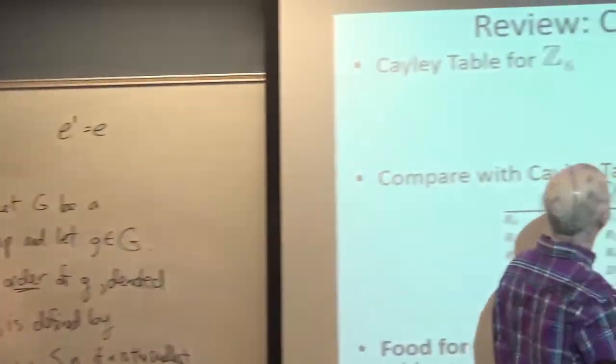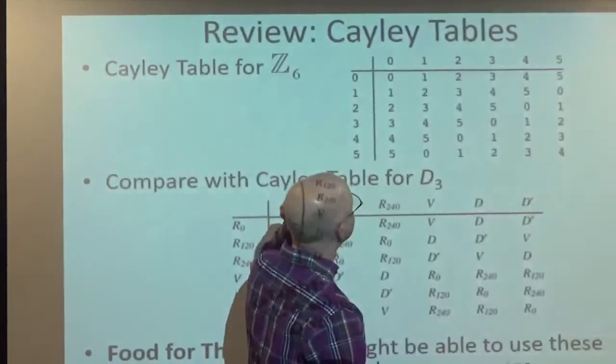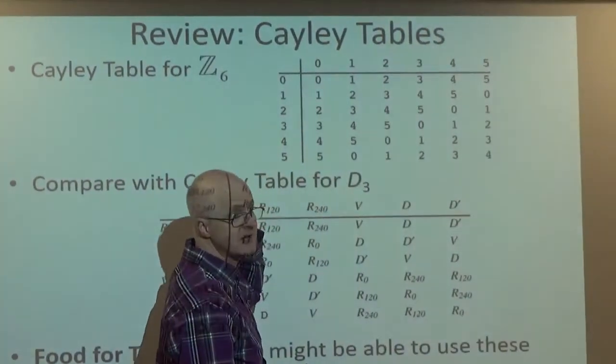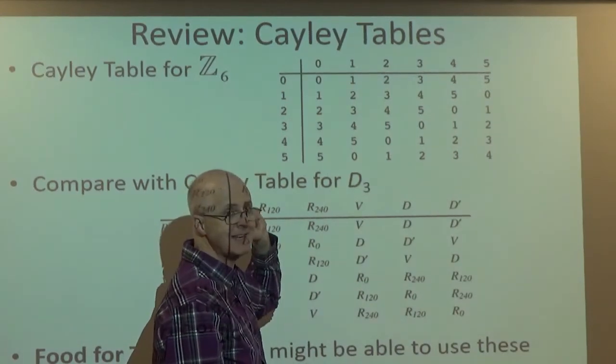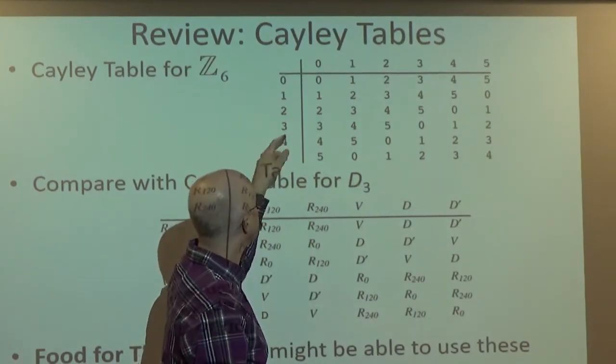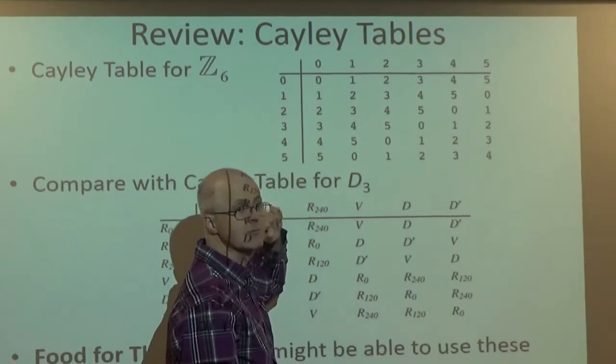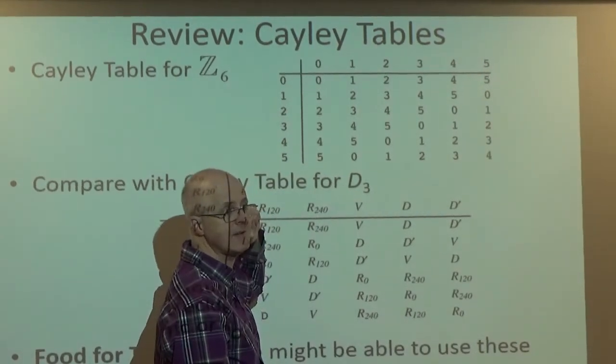Any elements of order 2 in Z6? You've got to think additively now, not multiplicatively. Anything added to itself gives the identity? Yeah, 3. 3 has order 2. 3 plus 3 is 0, the identity.